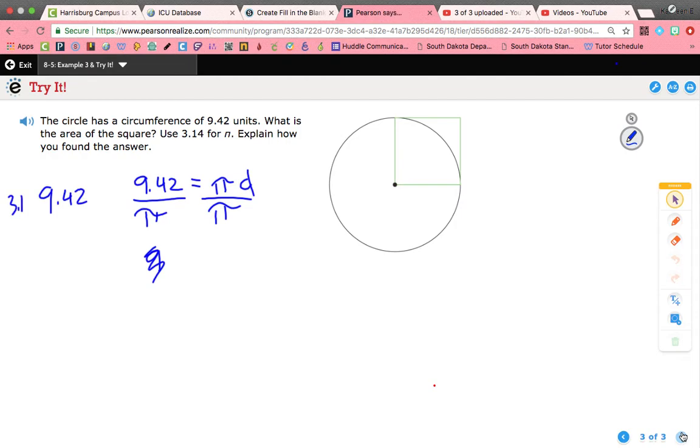9.42 divided by 3.14. 3.14 goes into 9.42. I'm going to assume 3 times. 3, 1, 4, 3, 12, 14. And it doesn't. It goes into it 2-ish times. So if we know the radius, where's our diameter? Oh, we are finding diameter.